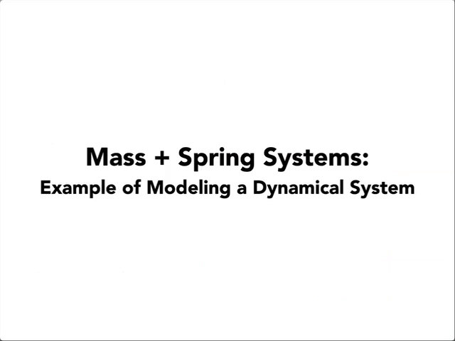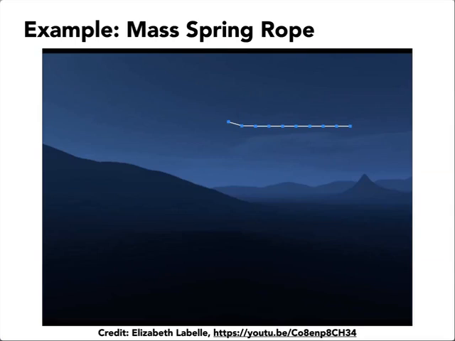Let's look at a more specific example of things that we can model by mass and spring systems. This is an example of modeling a dynamical system. Here's an example of a mass spring rope. In this example, you can see there's a bunch of points, blue dots, right? Those are the particles in the system, and they're connected by little white line segments, which in this particle system represent springs that are connecting each of those blue dots and that have a stretchiness according to Hooke's law that we'll get into later.